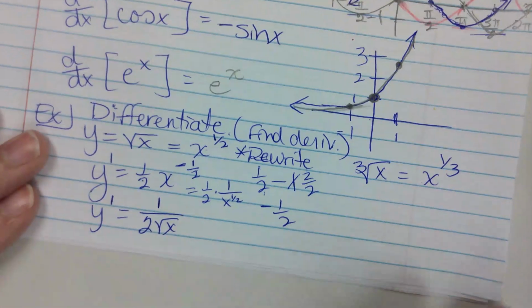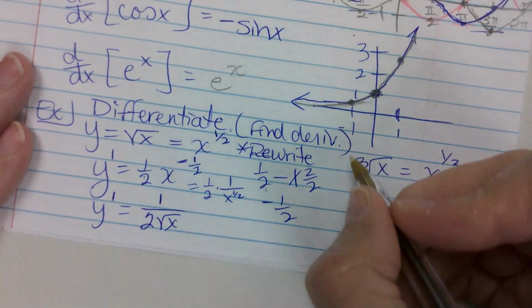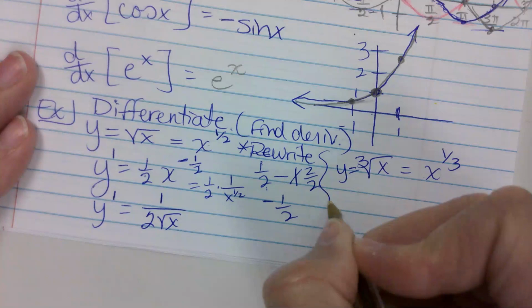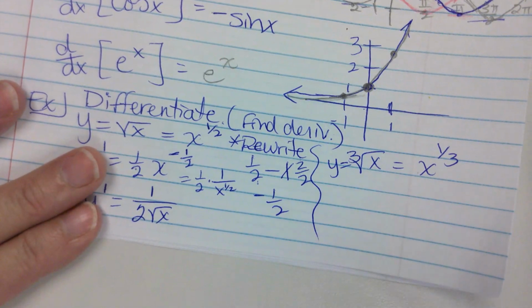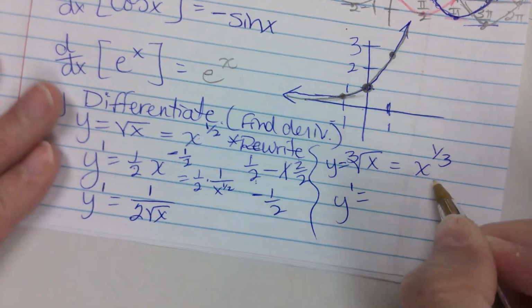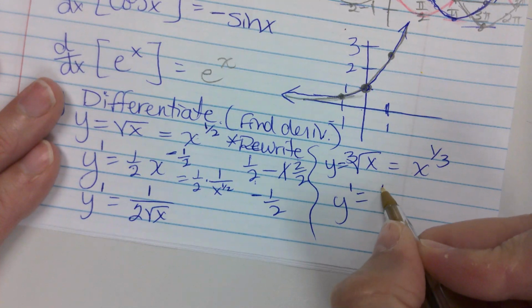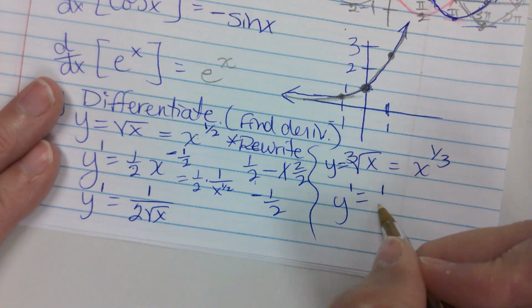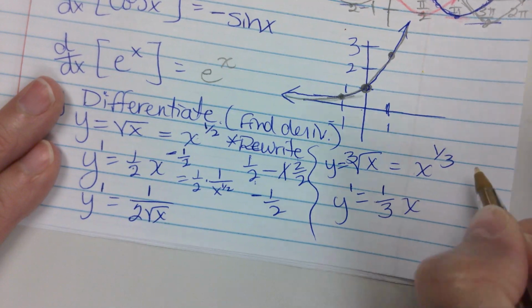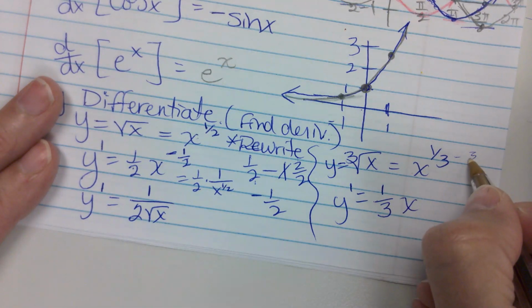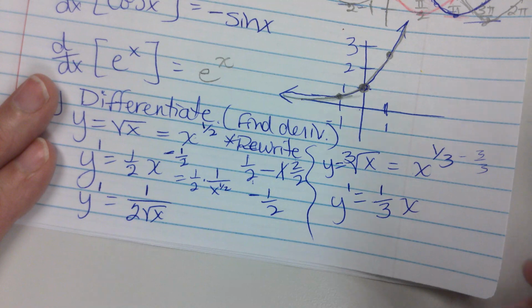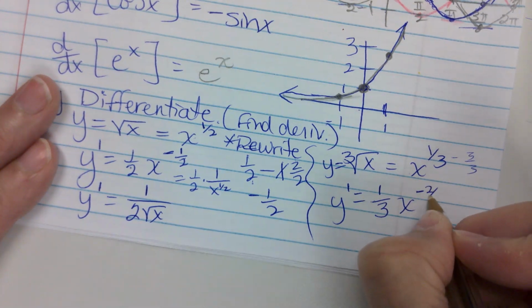Okay, another example. Here we go. The cubed root of x, I've already rewritten it. What is that derivative? X to the 1/3. The derivative is power down in front, lower the power by 1. Are you seeing x to the negative 2/3?